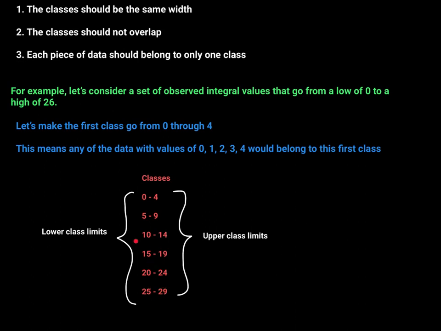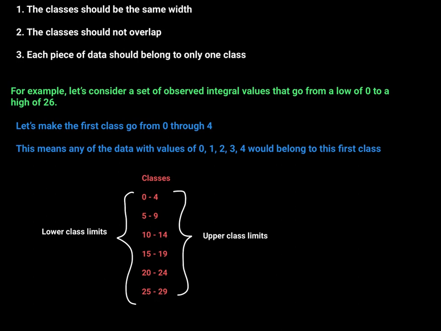This is our last class. And the reason is because if you look at the heading up here, you're looking at values that go from 0 all the way to 26. So the 26 is the highest value. So then this is the last class that we would need. We wouldn't need any more classes after that.